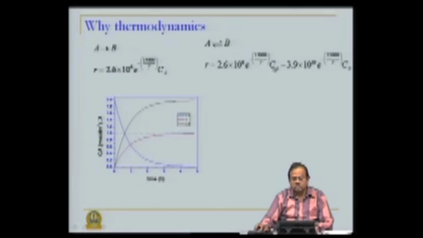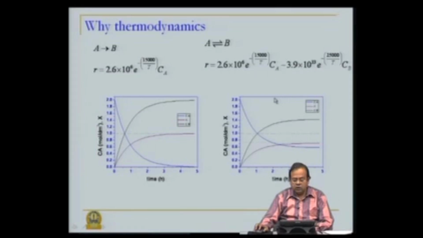So, this is my term that is same as before, but in addition now we have B going to A, which proceeds at this particular rate, and therefore, our rate of reaction is the rate at which A goes to B minus rate at which B goes to A. And let us look at how this reaction proceeds. The terminology and everything else is same.